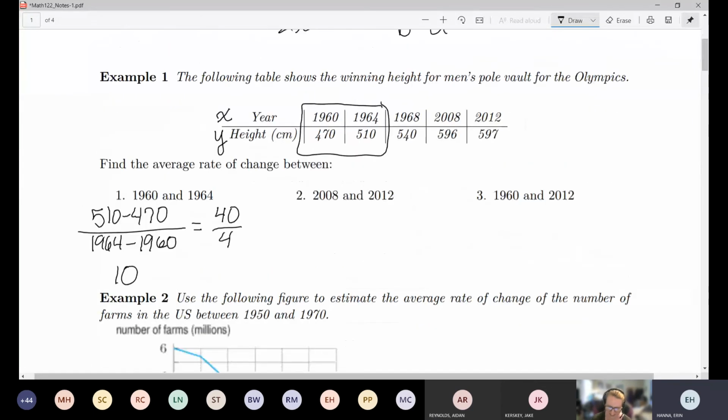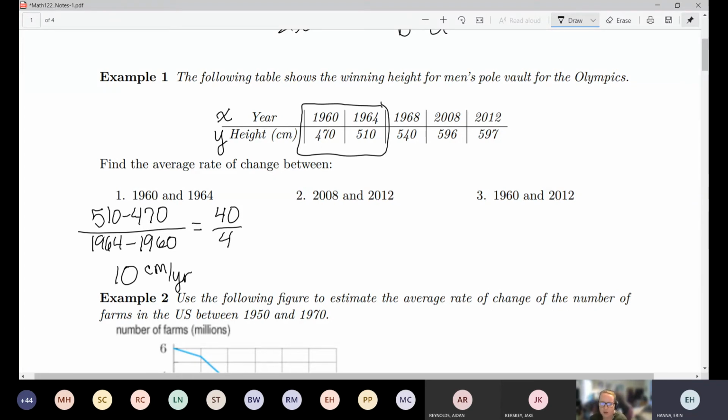Okay. So that would reduce to 10. And if I wanted to keep track of the units, these top units, the 510 and the 470, were centimeters. And the 1964 and 1960 are, of course, years. So this is going to be in centimeters per year.